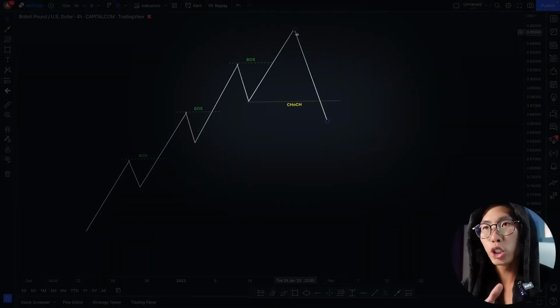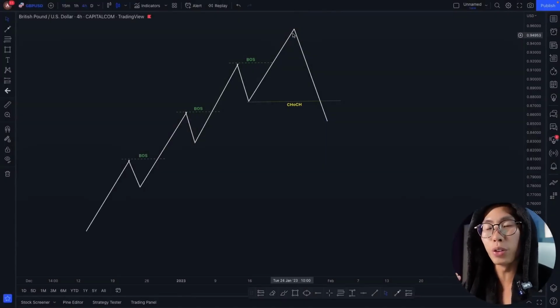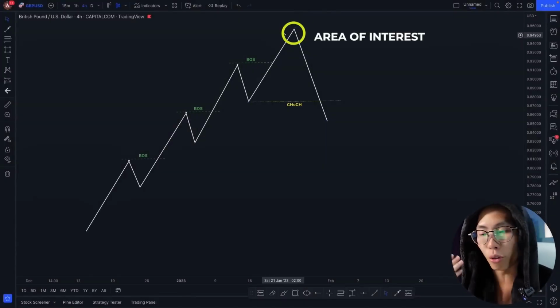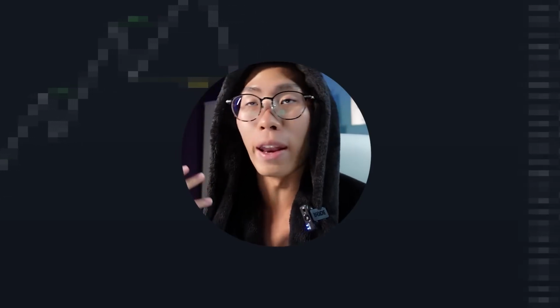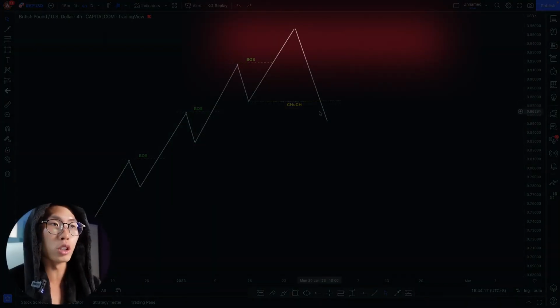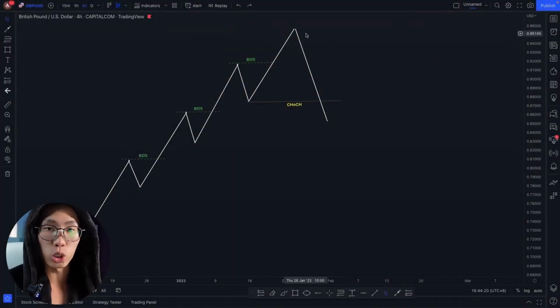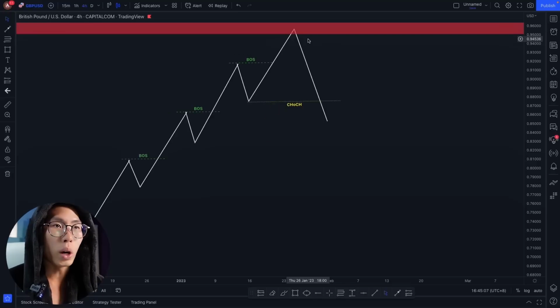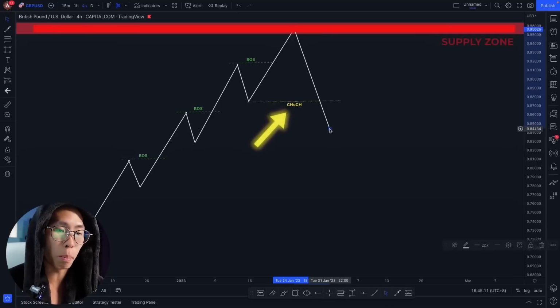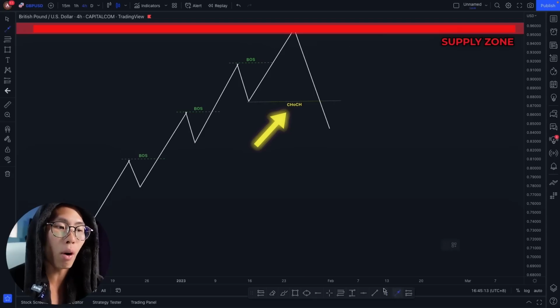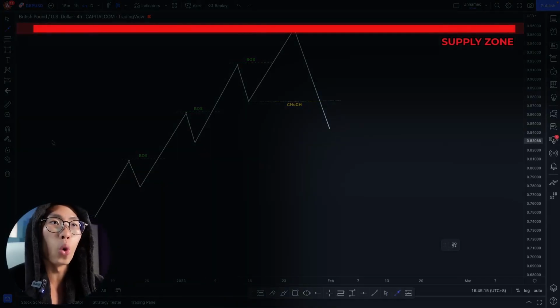In order for this CHoCH to work, we want this previous high to be an area of interest, like either a supply or demand zone or an order block. The stronger the zone, the better this CHoCH will work. Once we have a change of character, the CHoCH, and an area of interest, your supply zone, we can expect price to reverse and start going down.